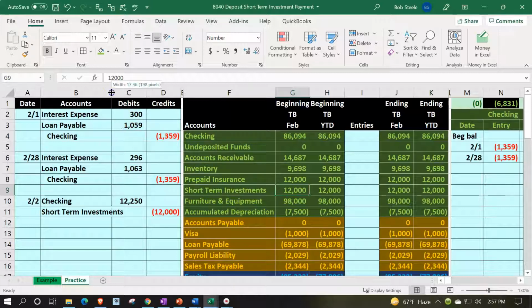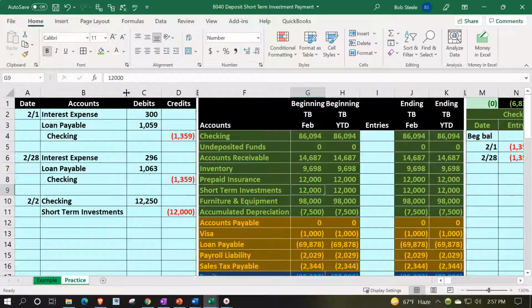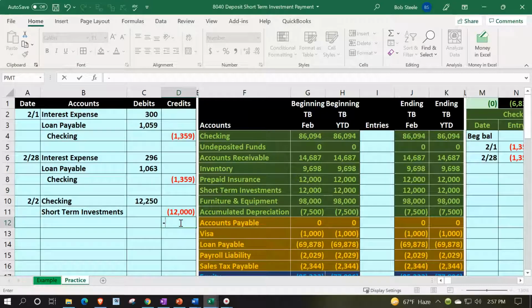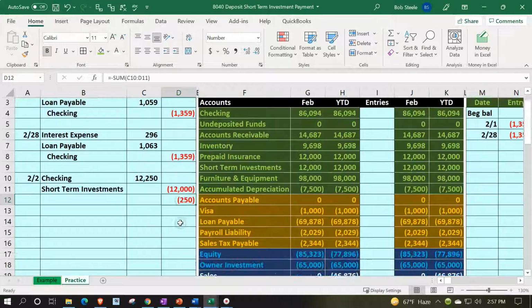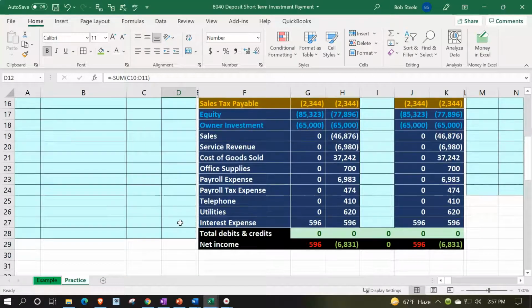I'm going to increase this cell a little bit. The difference then is going to be a gain or loss. In this case, it's a realized gain. And so I'm going to say negative sum, my plug formula. There it is. I'm going to put that gain on the bottom of the income statement because it's not part of ordinary income and expenses.